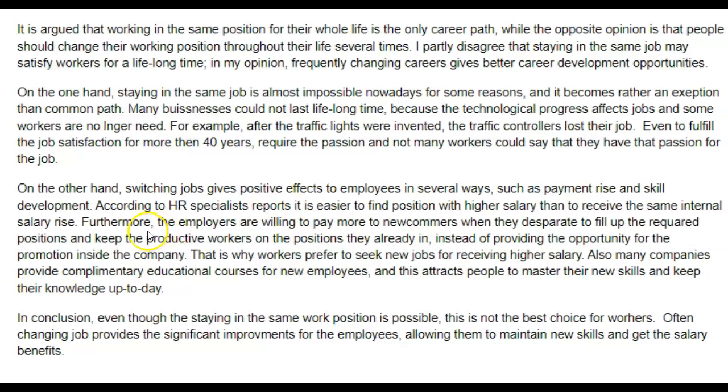So let me show you what this should have sounded like. Furthermore, employers are willing to pay more to newcomers when they are desperate to fill required positions and keep productive workers in the positions they are already in, instead of providing the opportunity for promotion inside the company. Okay? That is why workers prefer to seek new jobs to receive a higher salary.